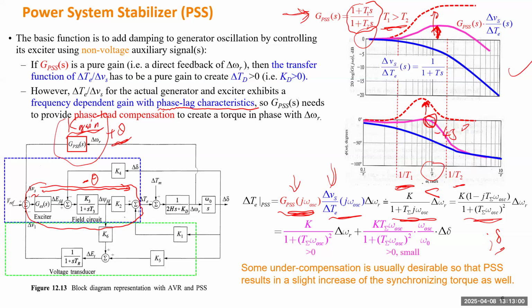And if we want both components, the damping component and the synchronizing component, to be positive, we call it under compensation. Under compensation means we don't have to completely compensate that negative 45-degree angle. We can make it a little bit smaller, like less than 45 degrees, such as this one. As long as this one is positive, and this one can leave some value there as long as it's not negative. Okay, so this is our idea of designing the PSS.